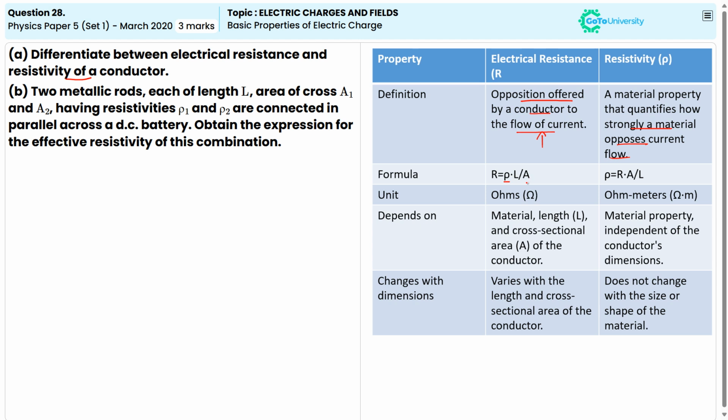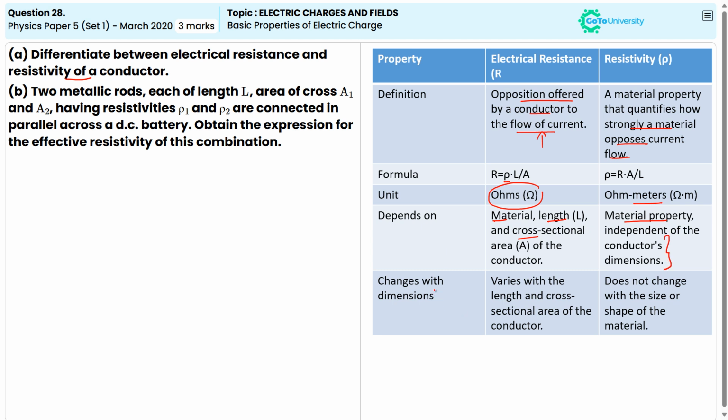Now what is the formula for electrical resistance? This is R equals rho into L by A, and from this we can derive resistivity rho equal to R into A by L. Now what is the unit of electrical resistance? The unit is ohm, and resistivity is ohm meters. Now this electrical resistance depends on the material, length and cross-sectional area of the conductor, whereas the resistivity depends on the material property and is independent of the conductor's dimensions.